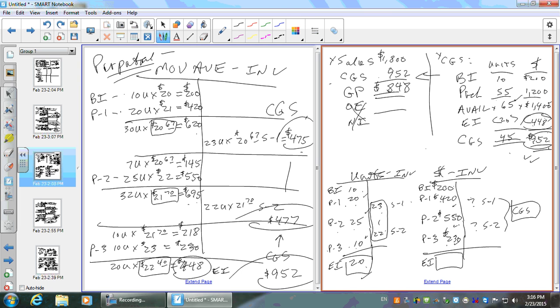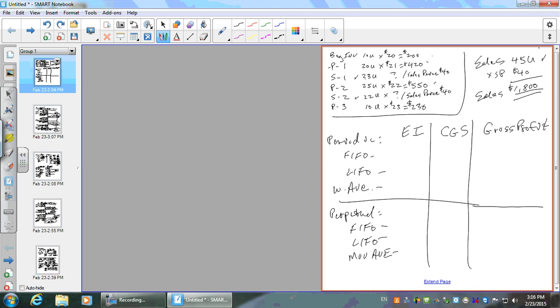So if we go back to that original question, there it is, right? Could you fill all that in? We just did, didn't we? We know the ending inventory for every single one of them, cost of goods sold for every single one, and gross profit for every single one. Big deal. These are free points, aren't they? I think they can be. How many of you got it all? How many got the top half at least?